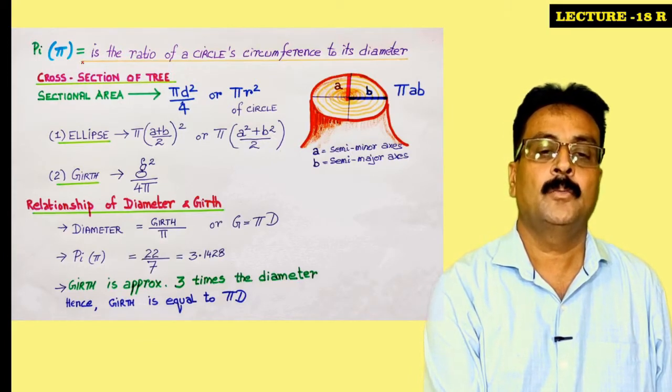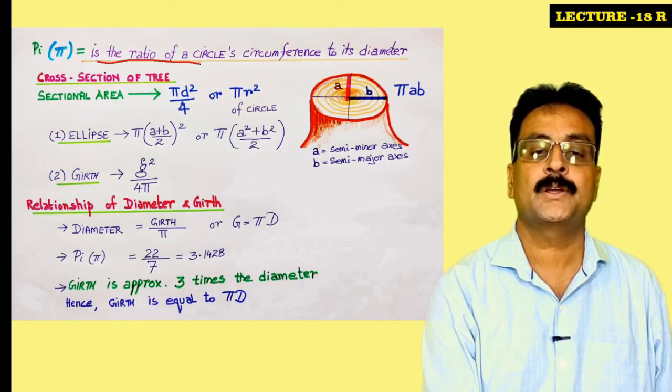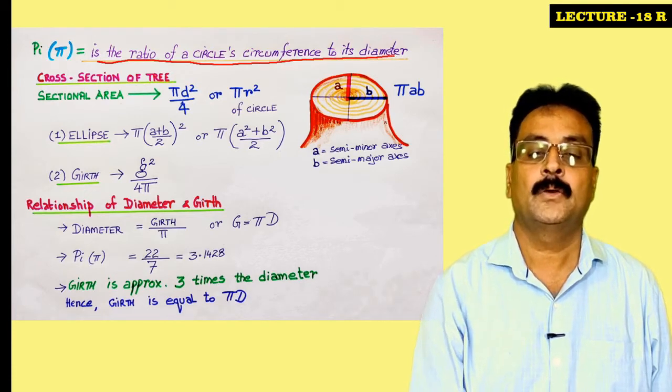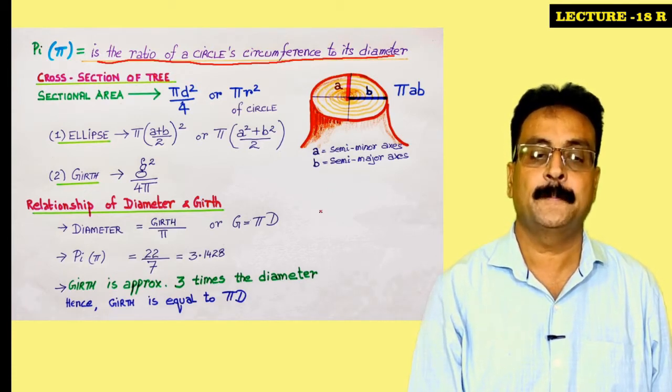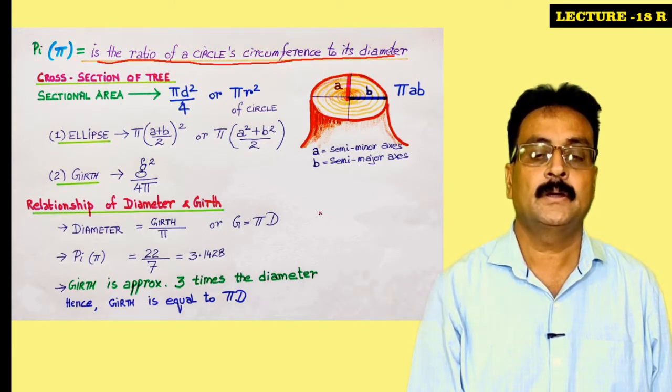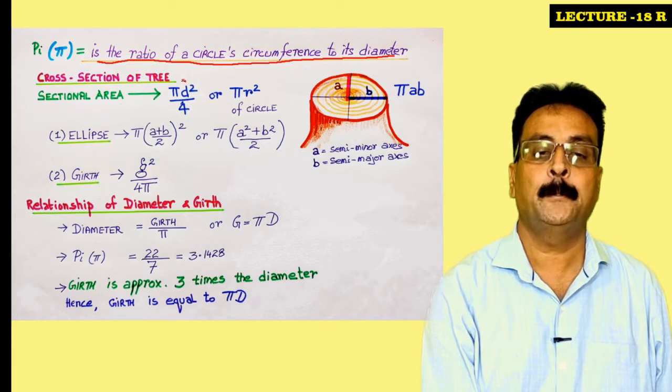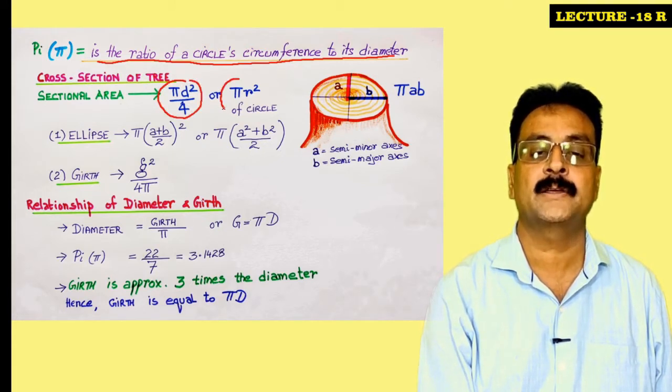Pi. Now pi is the ratio of a circle's circumference to its diameter. When we take a cross section of a tree, generally we calculate the sectional area either by pi d square divided by 4 or pi r square.